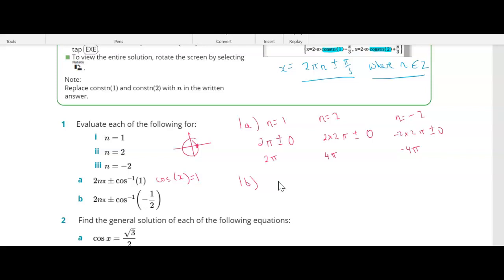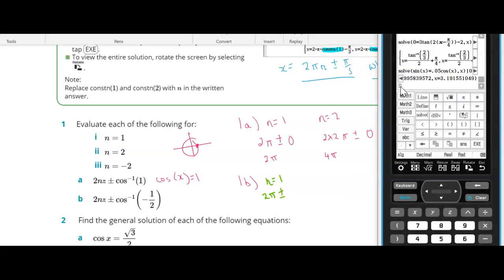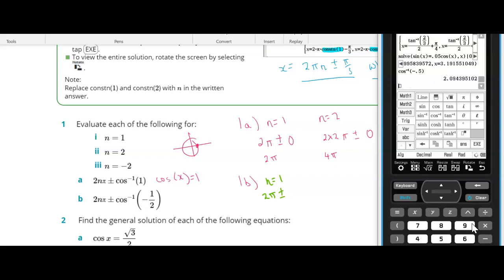All right, so we're going to keep n the same. Okay, so n equals 1. We're going to have 2 pi plus or minus. Now, inverse cos of negative a half. I'm just going to do it on my calculator. You should know what that is. What the exact value? Thank you. 2 pi on 3.